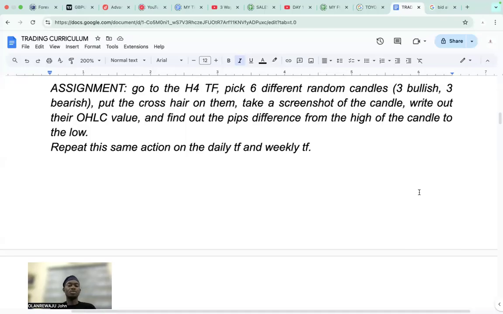What that means is that you go to daily time frame. Let's just make it daily, okay? Let's remove the weekly out of it. Let's just repeat that only on daily. So you also go to the daily time frame, pick 6 random candles, 3 buy candle, 3 sell candle, and then you put the crosshair, screenshot, write out their value, find out the pip difference between the high and the low. And that will be all for this session, guys.